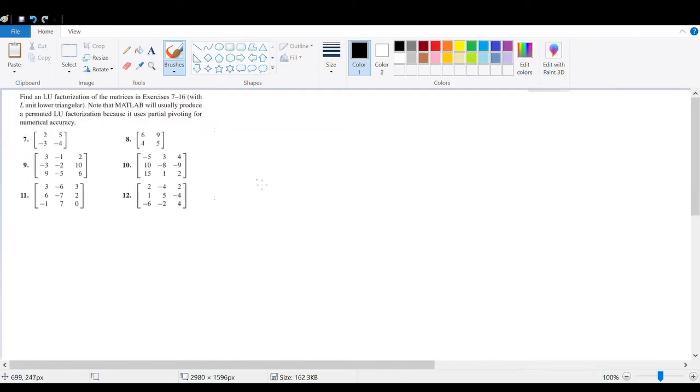In exercises 7 to 16, we need to find an LU factorization of the matrices. Note that L is unit lower triangular. From this set, we need to do number 9 and number 11. So let us start with number 9.